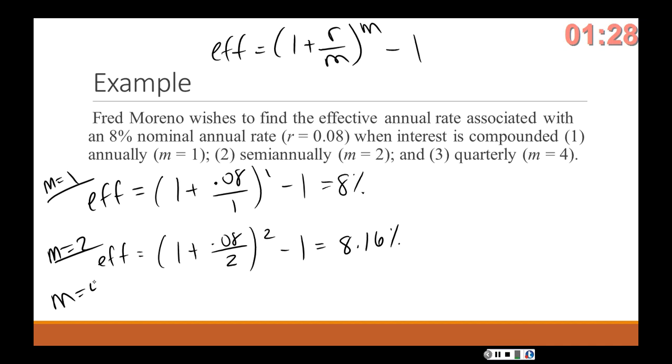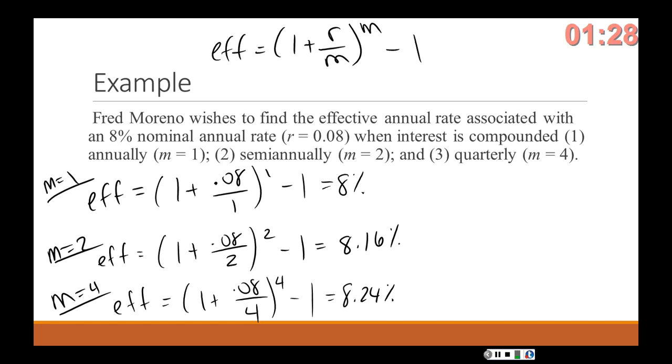And finally, m equals 4. The effective rate is equal to 1 plus the stated rate of 8% divided by the number of compounding periods, raised to the number of compounding periods, minus 1, and you get 8.24%. You can do this in your calculator. You don't have to use the equation.